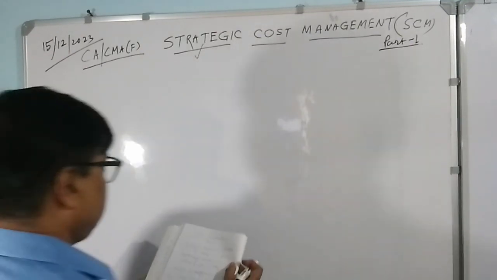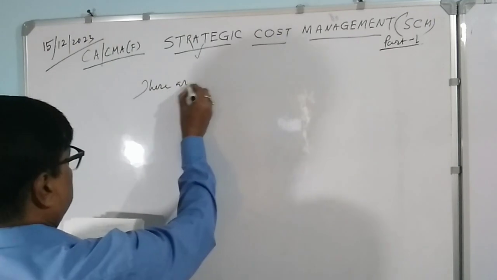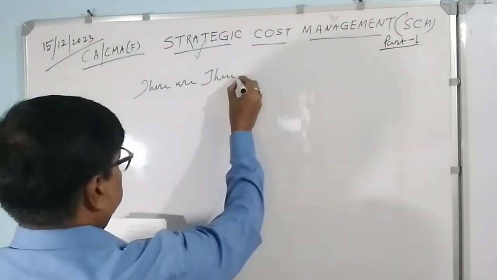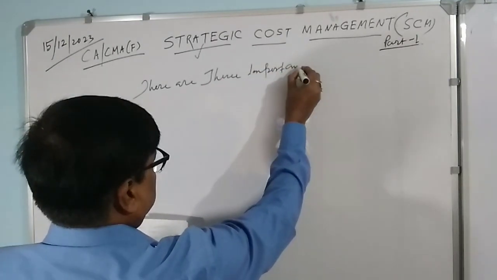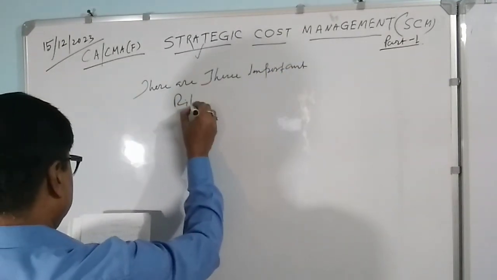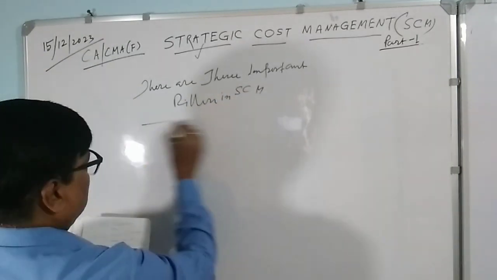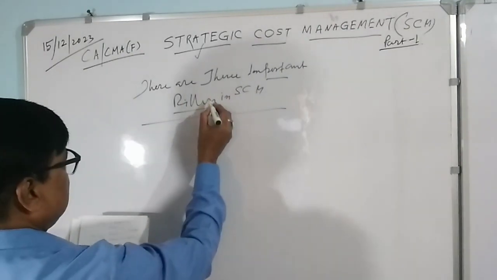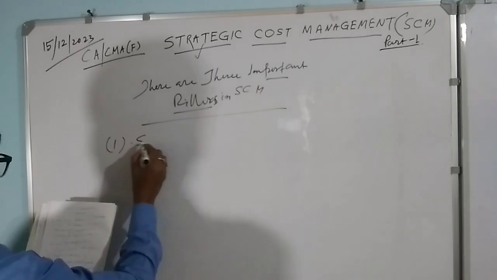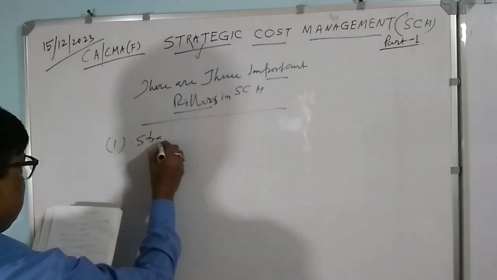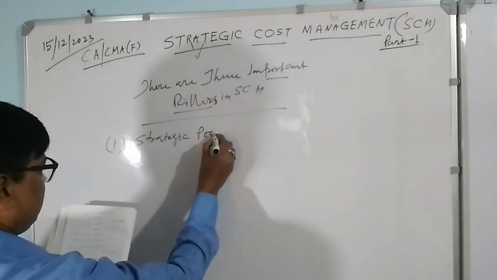You see that there are three important pillars in strategic cost management. Which are those three important pillars? Number one is your strategic positioning analysis.